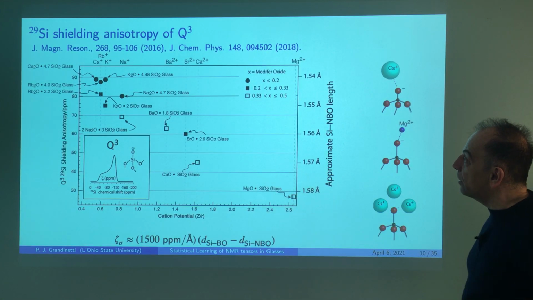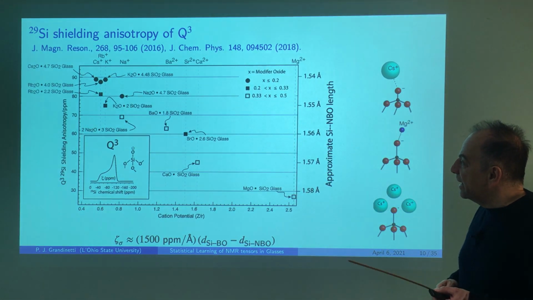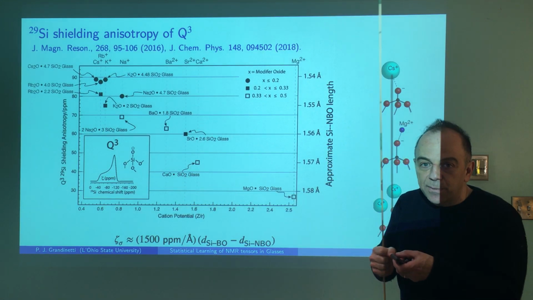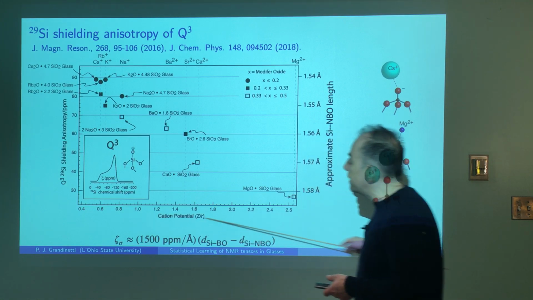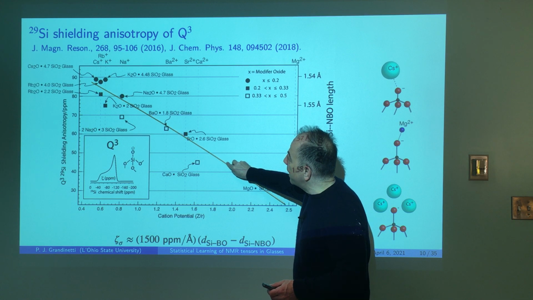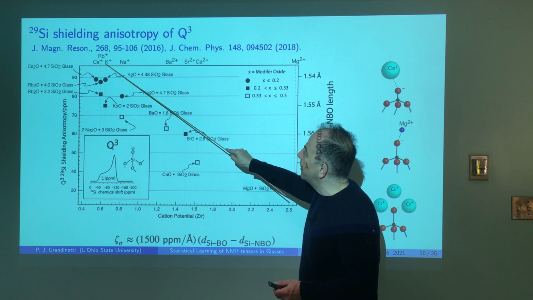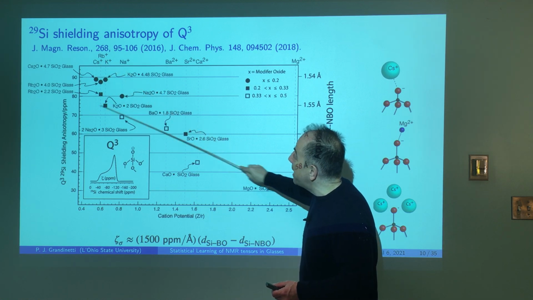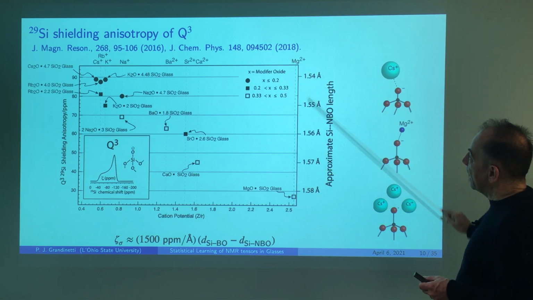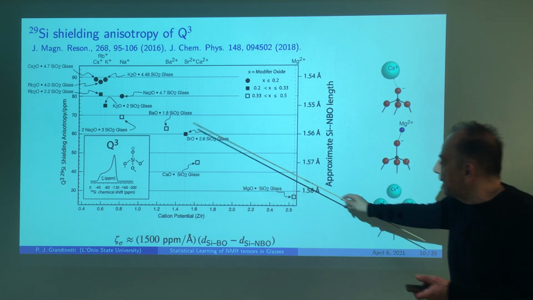And one of the things that we learned was that for the Q3 site, there's a systematic decrease in the shielding anisotropy as the modifier cation, the cation that's breaking up the network, increases in its cation potential. So here you see a plot of the Q3 anisotropy as a function of modifier cation potential. Here you see cesium, rubidium, potassium, sodium, where they have the highest anisotropies, but when you get to the really high potential cations like magnesium, then you can see the anisotropy is going down.